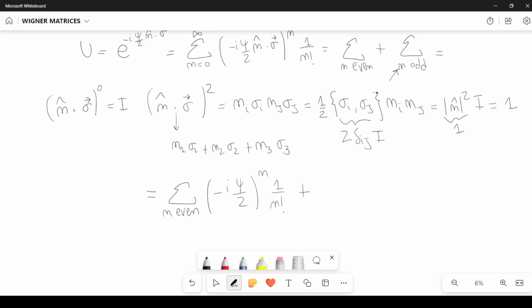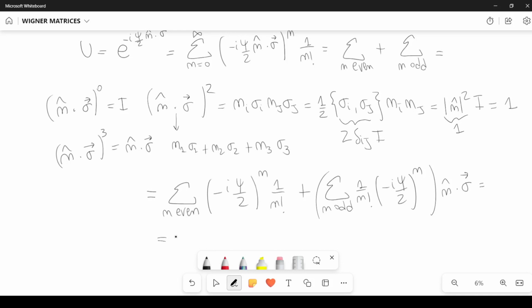But also the summation over the odd integers can be simplified because if you raise it to the third power, for example, if you have n dot sigma to the third power, this is equal to n dot sigma, right? Because n dot sigma squared is equal to the identity. So this is what you get. And therefore, what you get in here is something like this. You have the summation over the odd integers. You have 1 over n factorial, minus i psi over 2 to the n, and then outside the summation you have n dot sigma.